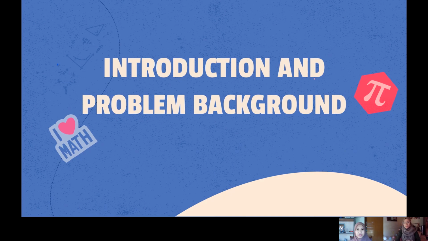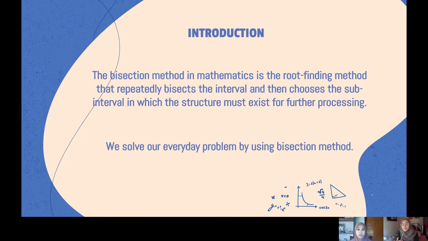Okay, so this is the introduction and background. So we choose bisection method as our numerical method project. So the bisection method in mathematics is the root finding method that repeatedly bisects the interval and then chooses the subinterval in which the root must exist for further processing. We solve our everyday problem by using bisection method.